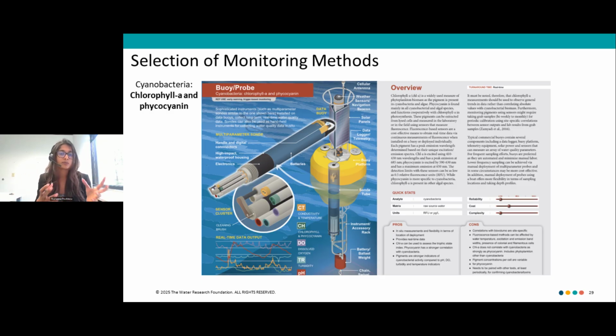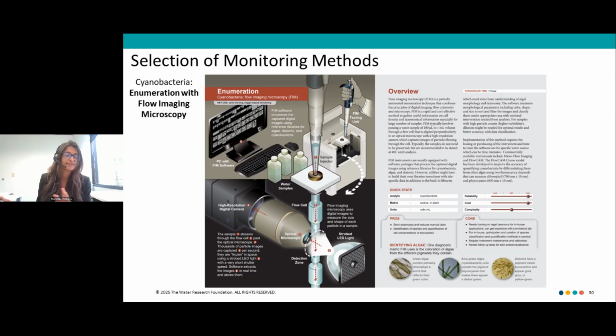This field guide being specifically focused on cyanobacteria, we want to note that, hey, phycocyanin is specific to cyanobacteria, but chlorophyll A, you can find it in green algae and other phytoplankton, not necessarily cyanobacteria. So there is a stronger correlation with one parameter than the other. So same thing, it talks about the overview and those nuances and pros and cons and things like that. Finally, I wanted to show one of my favorite cards. It's the enumeration with flow imaging microscopy.